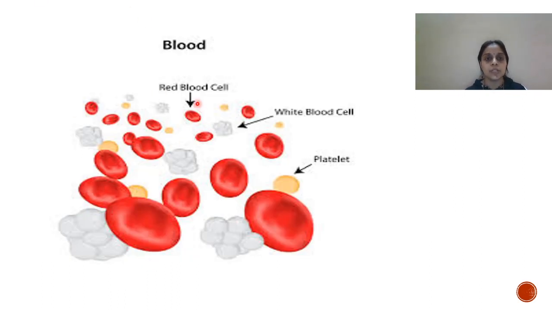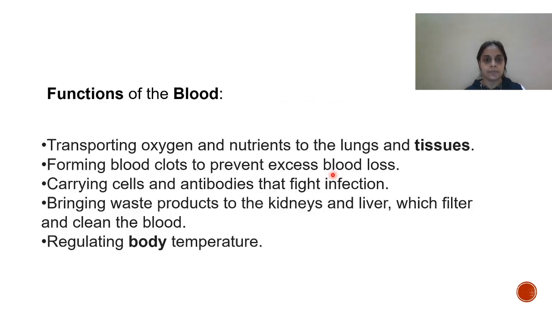You can see here these are RBC cells, the red ones, and the white ones you can see are WBC, and the light brown, orange colored stuff you see are platelets.